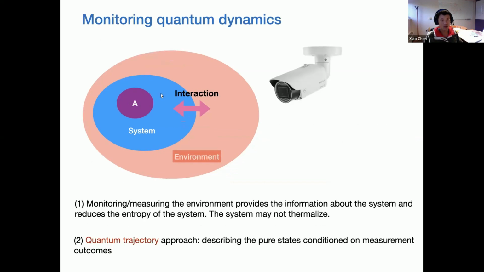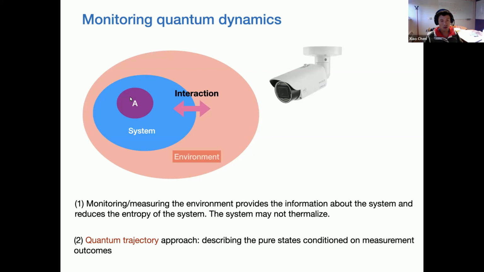One question we would ask is, what will happen if we have the ability to extract information from the environment? This is called monitored quantum dynamics. If we can extract information from the environment, we will know some information about the system, and the system may not thermalize. In this case, if we look at subsystem A, the entanglement entropy may not have volume scaling anymore. We will discuss this in detail soon.